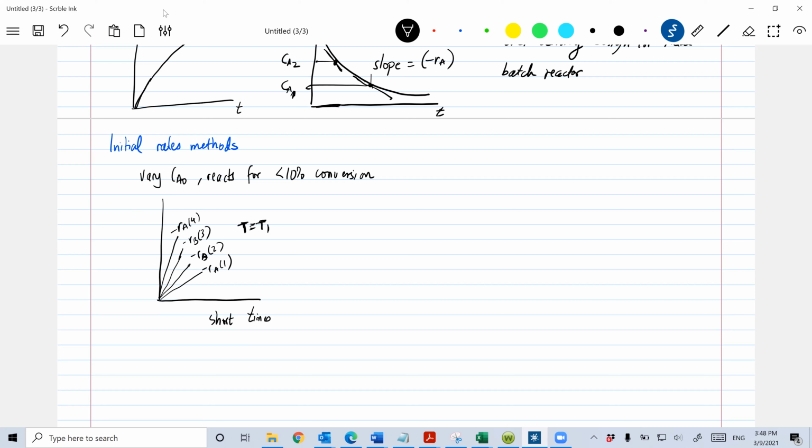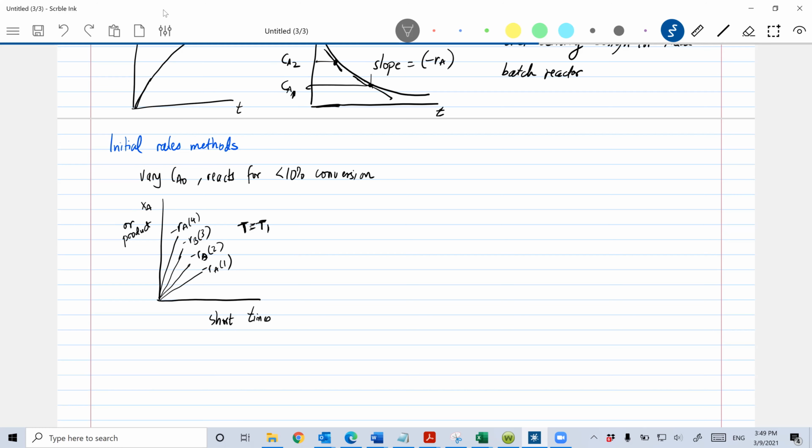And the y-axis is XA, or product formation, right? So if we then look at this, this is essentially the slope. The rate is going to be the slope. Okay, so this is quite qualitative. So this is quite cheap.